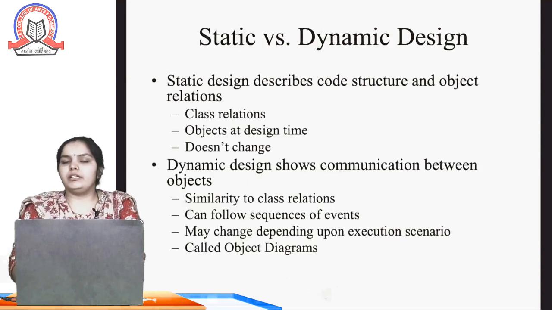Now what is static and dynamic design? We saw that the class diagram is a static diagram. Then what is the difference between static design and dynamic design? Static describes the class relations and objects at design time, and it doesn't change. Dynamic design, on the other hand, is similar to class relations, can follow sequences of events, and may change depending upon the execution scenario. It is called the object diagram, the extended form of the class diagram.